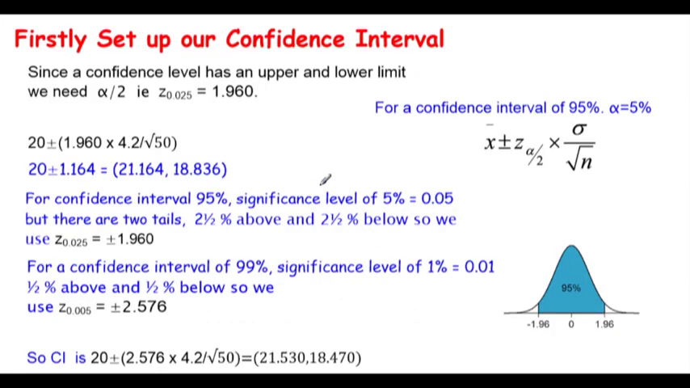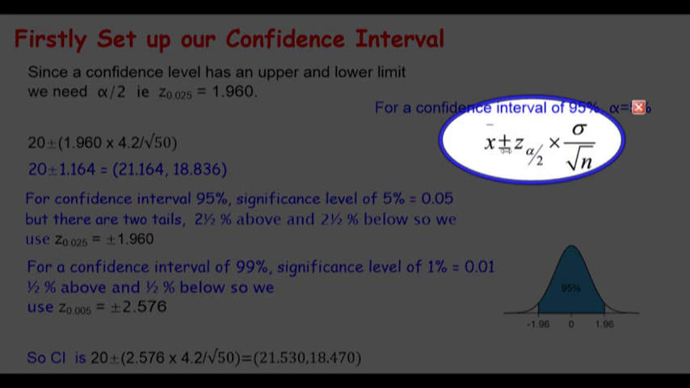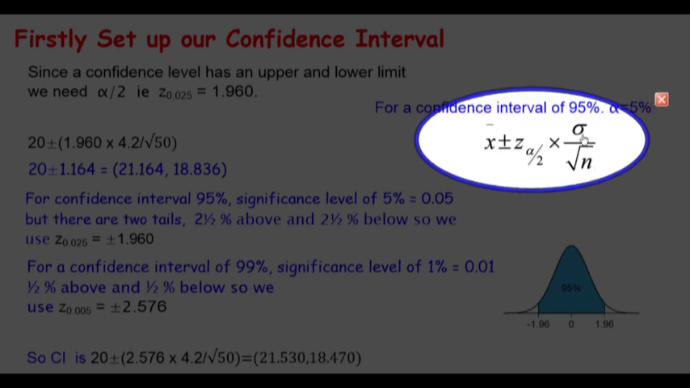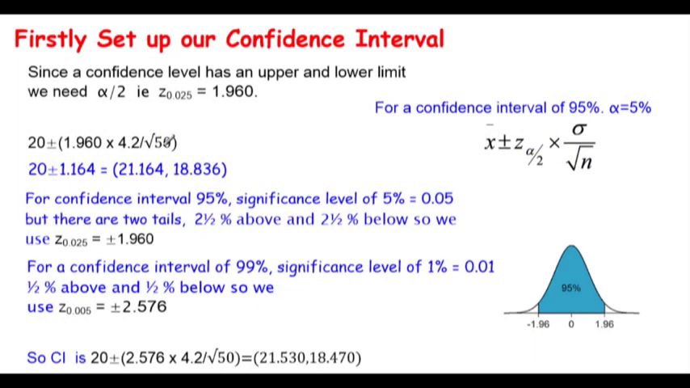So again, you can see here we use the confidence interval: x bar plus or minus z score times the standard deviation of the population, which is from historical data, over the square root of n, the sample size. Okay, I've done it over here.